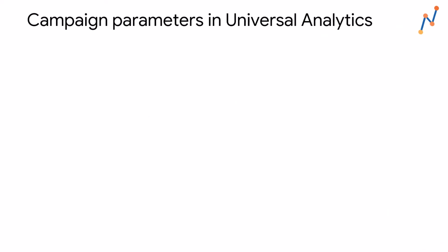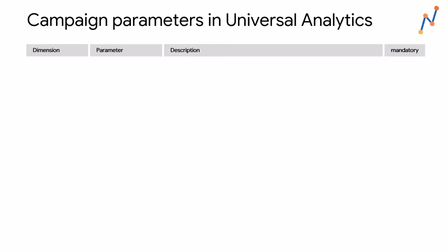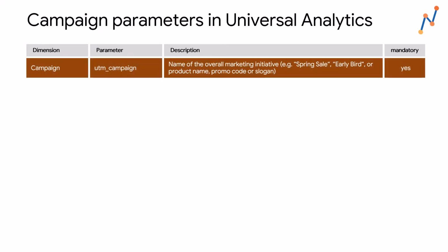As you remember from my first video about the history of Google Analytics, campaign tracking was introduced back in 2003 when Urchin version 5 was released. Let's have a look at the 5 dimensions of campaign tracking in Universal Analytics as a recap. The first dimension is called campaign, which is represented by the parameter UTM campaign. This dimension is used to name the marketing initiative, for instance, spring sale, early bird, or even the product name, promo code, or slogan, and therefore this parameter is mandatory.